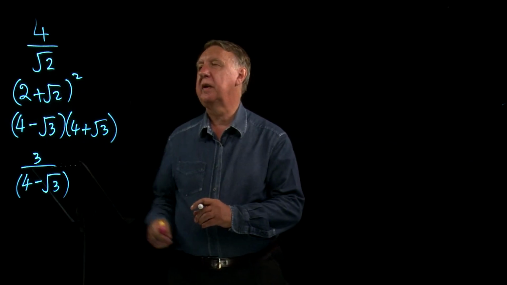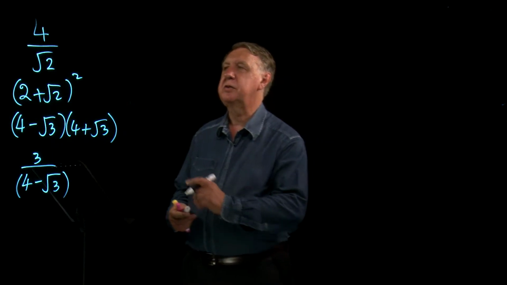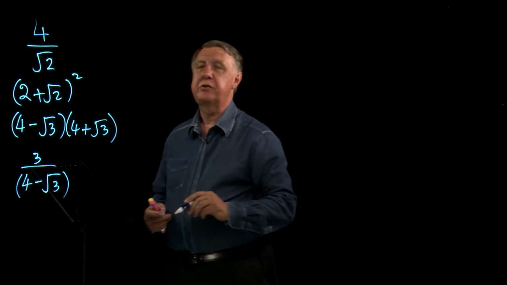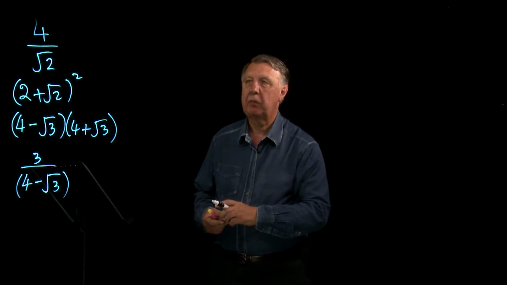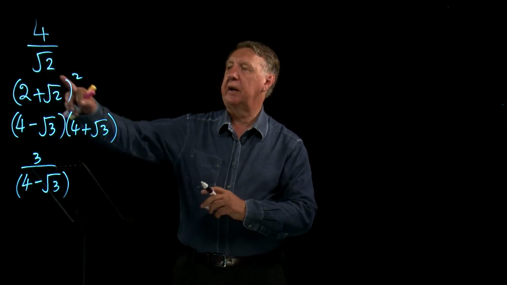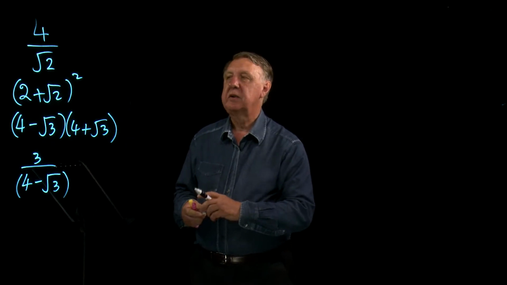Okay, so the first one here then, 4 divided by the square root of 2. So I'm being asked to divide a rational number, 4, by an irrational number, the square root of 2. Now, generally we do not like irrational numbers, surds, on the bottom line, on the denominator, and we always try to get rid of them.